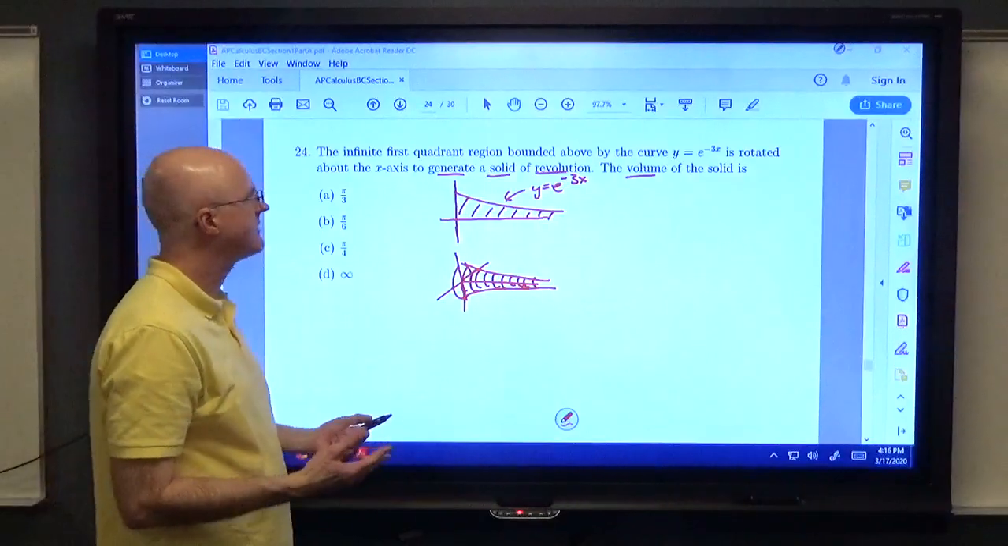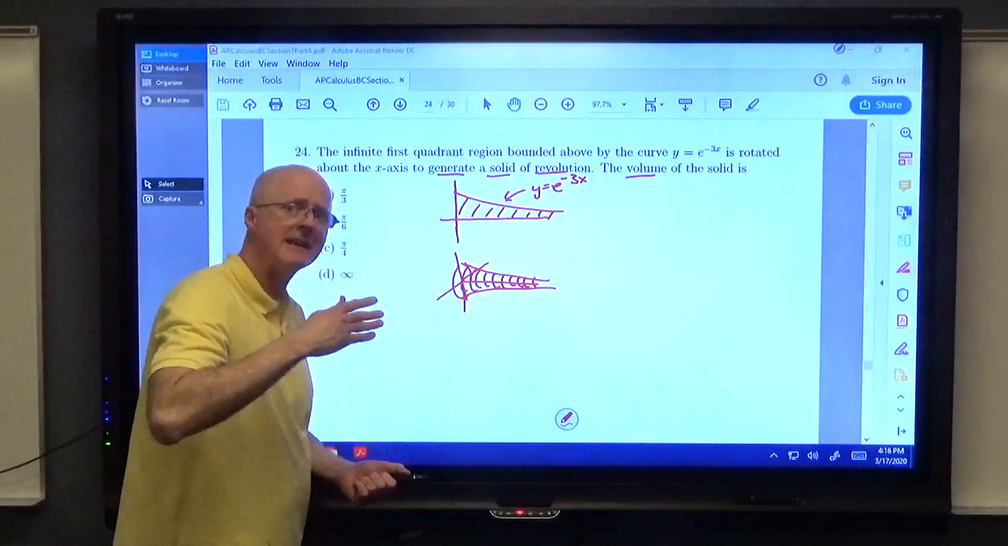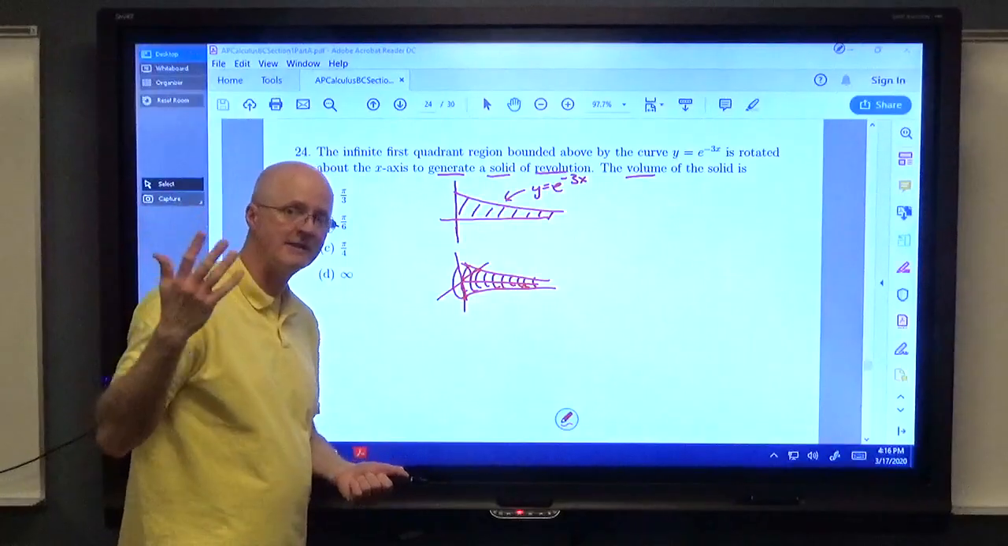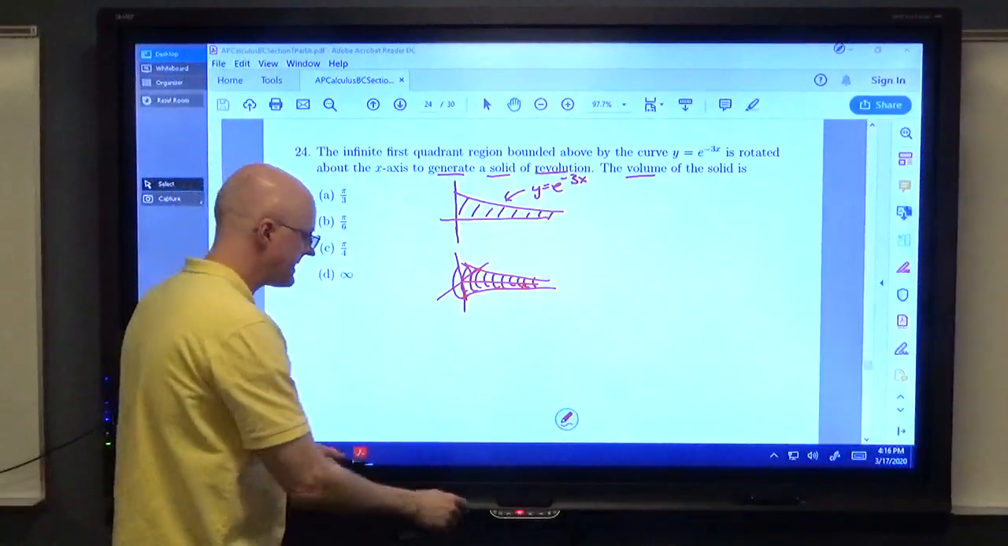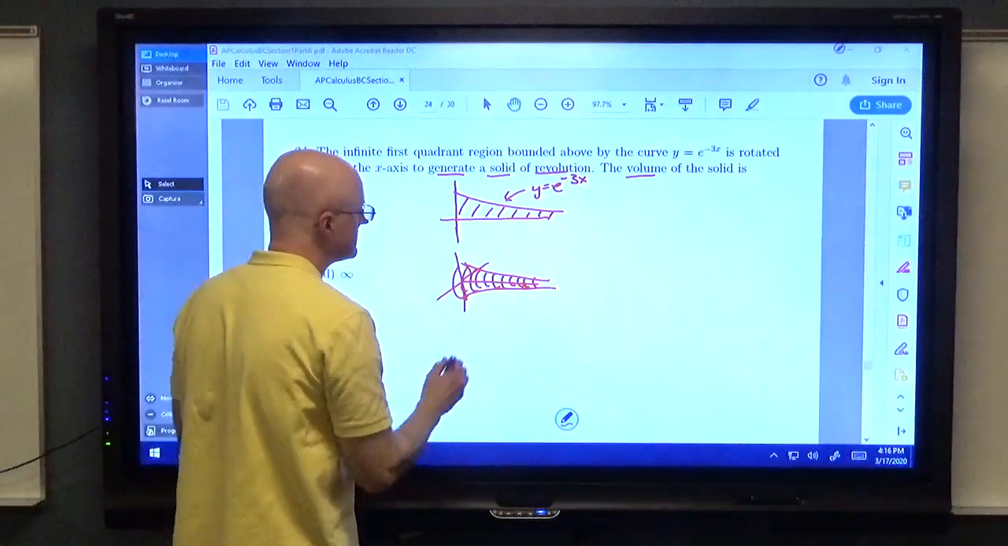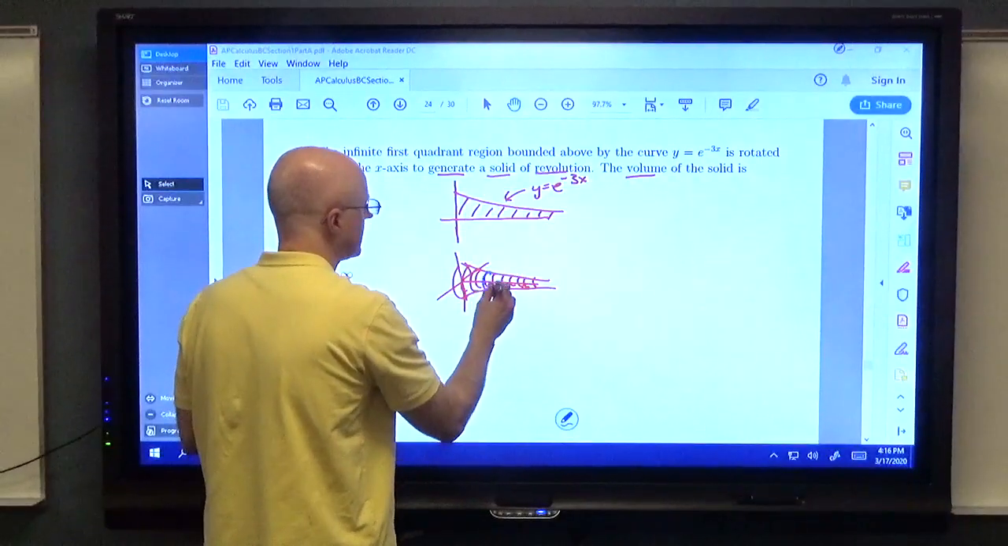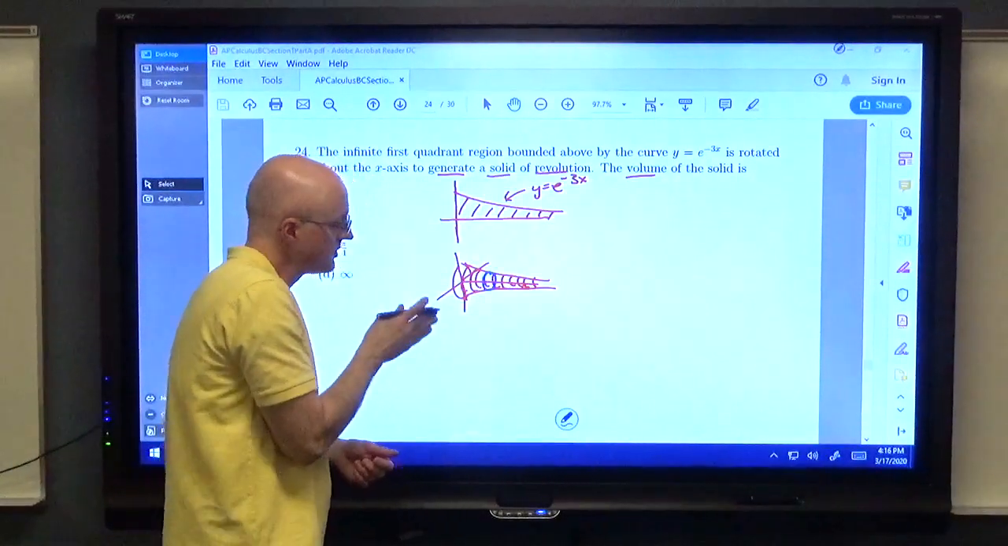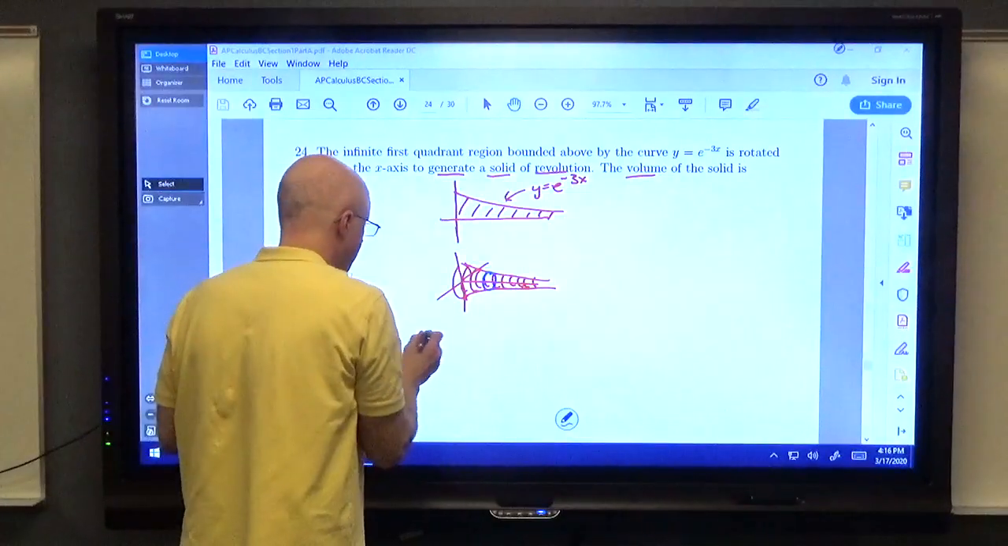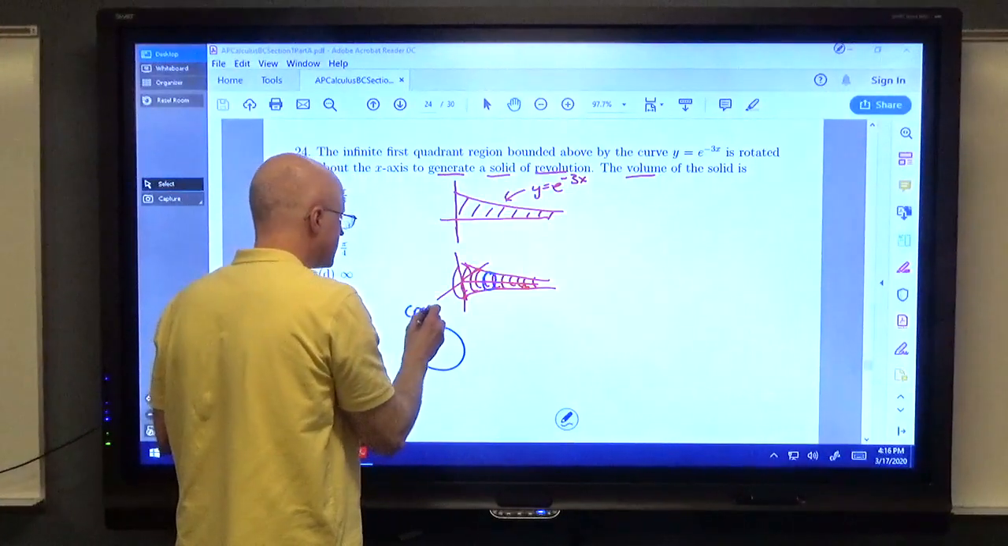But how do you actually find the volume? Think about slicing again, like that problem where the cross-sections were squares. But this time the cross-sections are not going to be squares. The cross-sections perpendicular to the x-axis are going to be circles, or discs would be a better way to say it. There's your typical cross-section.